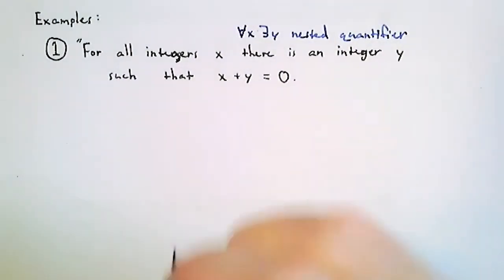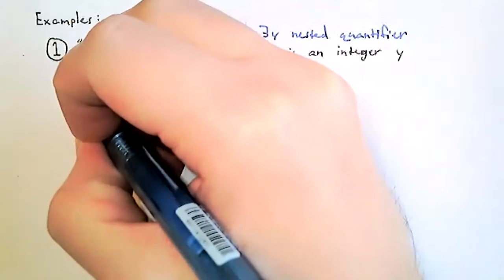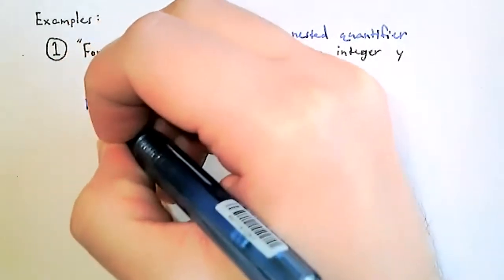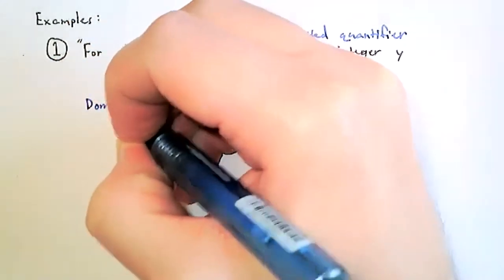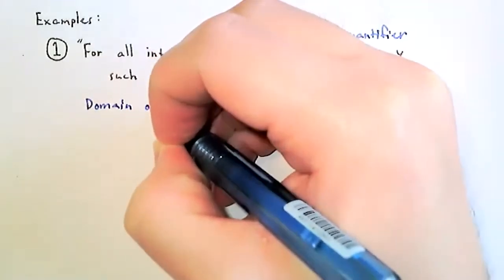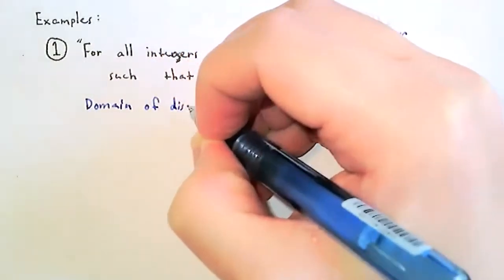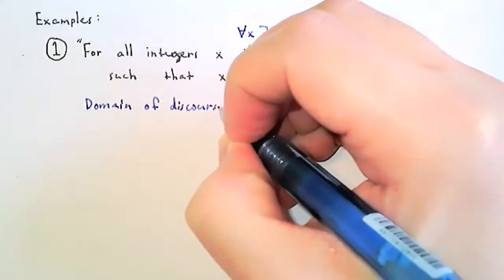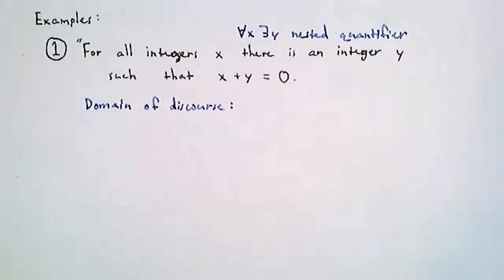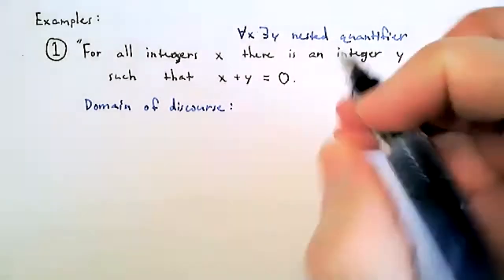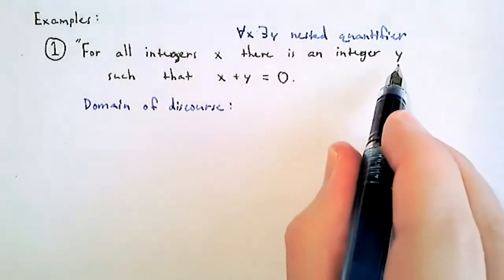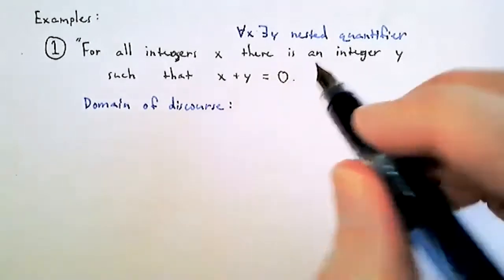And the next question I might want to think about is, well, what's the domain of discourse? What kinds of things am I even talking about? Any ideas? Integers, good. So x should be an integer and also y should be an integer.